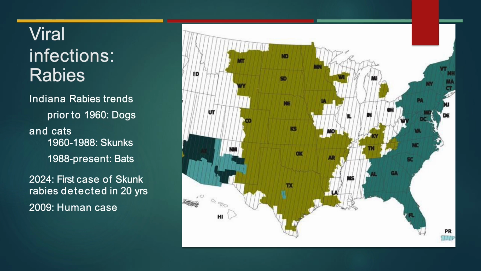In the 1960s, that's when we started vaccinating against rabies. Prior to that, dogs and cats had a high level of exposure and potential transmission. Between 1960 and 1988, it was skunks in the state of Indiana that had it. That's also when we started paying Ohio and Kentucky and some of the states around us to put out baits to vaccinate the wildlife so that they would stop bringing it into our state.